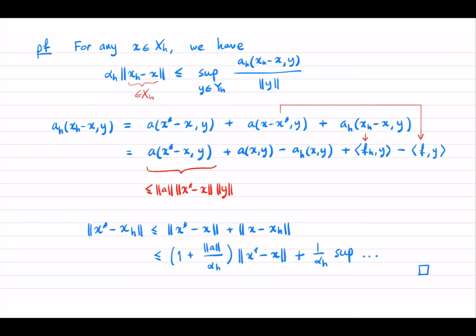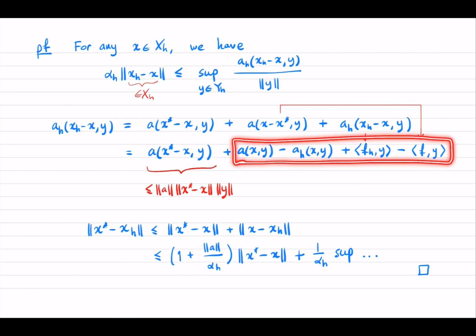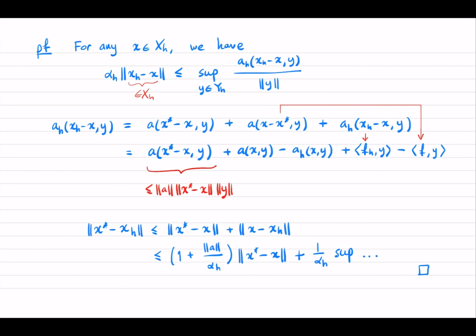Then we use the fact that a_h(x_h, y) is actually f_h(y) from the discrete Galerkin equation, and a(x star, y) is actually equal to f(y) from the exact equation. So once you write it this way, you will see that these last four terms immediately give us the consistency terms in the estimate. And the first term here, simply by boundedness of this bilinear form a, is the norm of a times the norm of x star minus x, where x is an arbitrary element of the finite element space, and the norm of y.